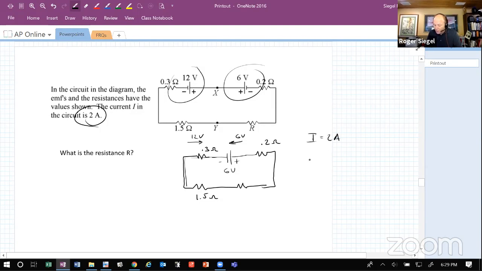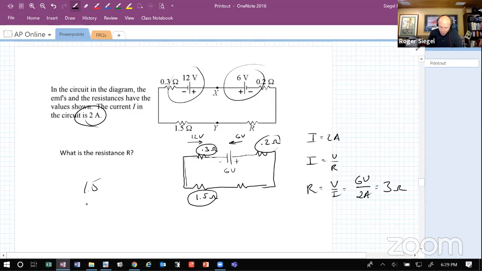Well, okay, let's find out. We know that I is equal to V over R, which means that R is equal to V over I. And so we've got a voltage of 6 volts, effective voltage, divided by 2 amps, which means we have a total of 3 ohms. Now, where do I get 3 ohms? Well, I have 1.5 plus 0.3 plus 0.2. So 1.5 plus 0.3 plus 0.2 gives me 2 ohms, but I need a total of 3, which means this R is 2 ohms. So not 2, I'm sorry.